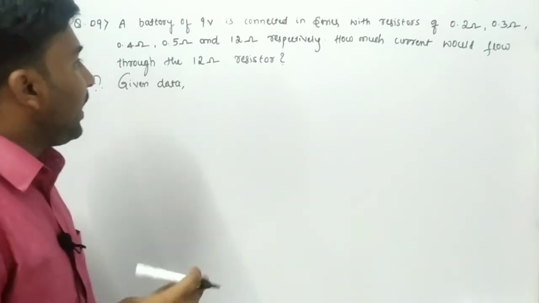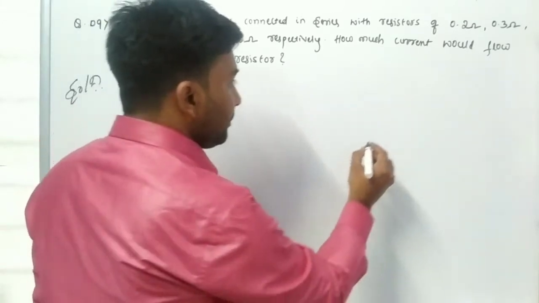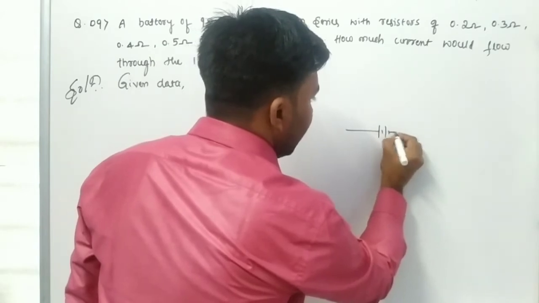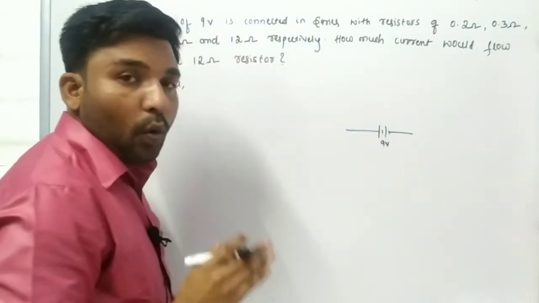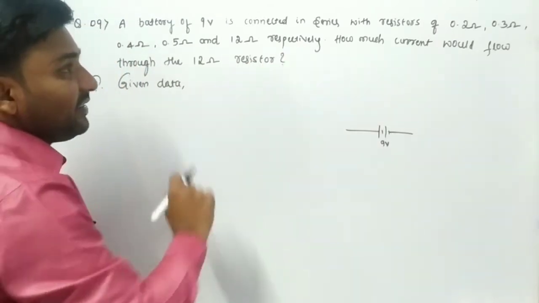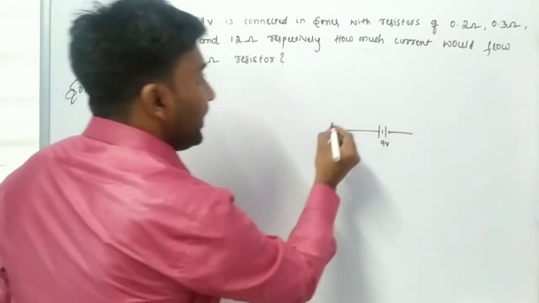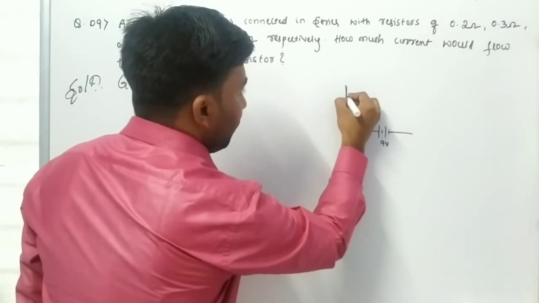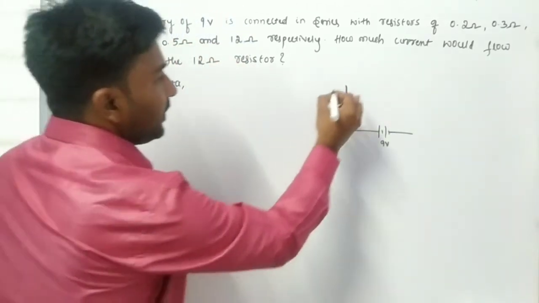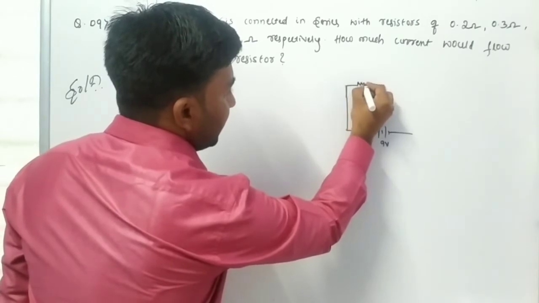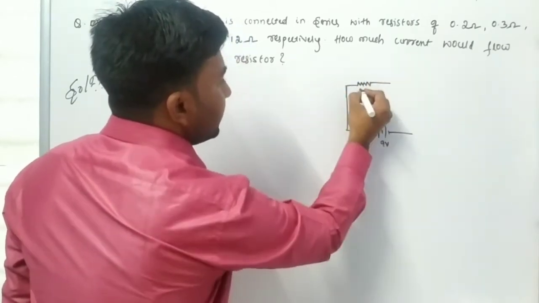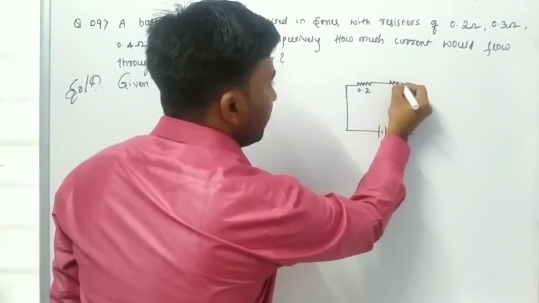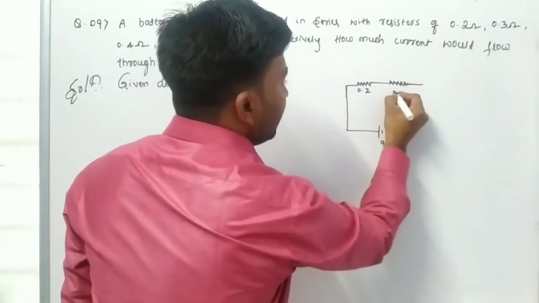So here we have a battery of 9 volt which is connected with the resistors in series. How many resistors do we have? We have a total of 5 resistors. The first resistor we have is 0.2 ohm. The second resistor we have is 0.3 ohm, right?